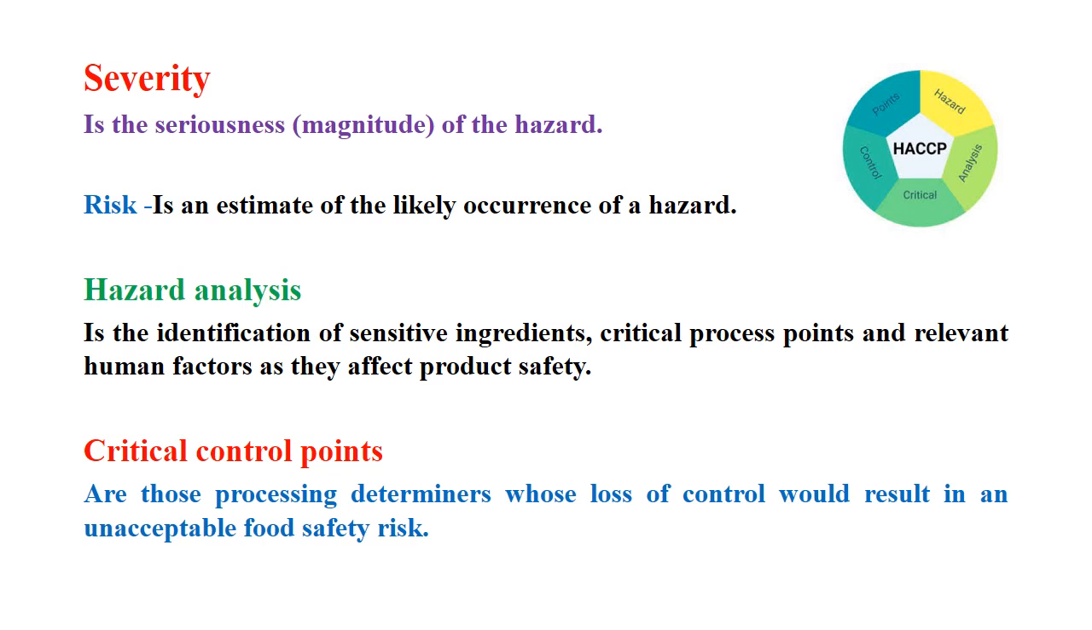Another one is critical control points. So these are those processing determinants or points whose loss of control would result in an unacceptable food safety risk. So in the process of making food, there are different steps. Some particular steps are very important, where if we lose the control, it may result in a safety risk or hazard. So those points are called critical control points.